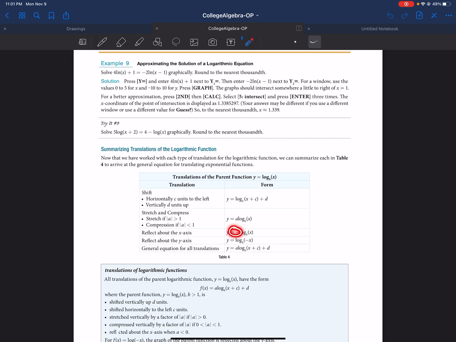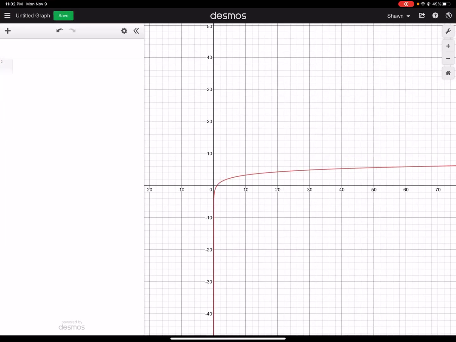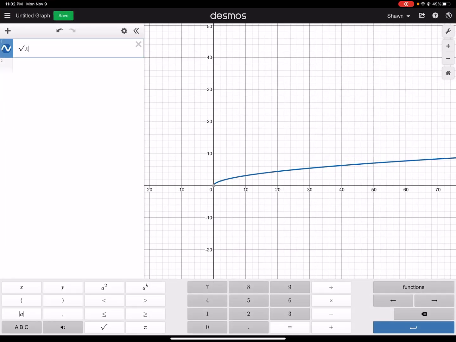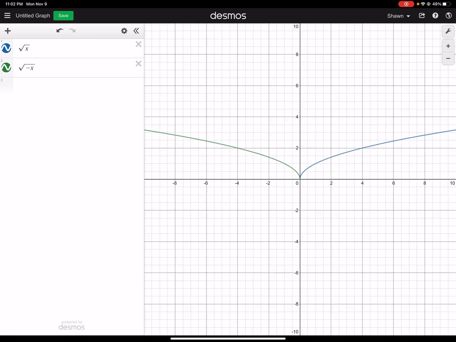If you throw a negative out front, it flips a graph upside down. You know this is the graph of x squared, and if you put a negative out front, it turns the parabola upside down. If you throw a negative inside, it's a reflection across the y-axis. I'm going to show you that right now. The easiest one to see that with would be if I graph square root of x and square root of negative x. There you can see that the green graph and the blue graph are flips right across the y-axis.